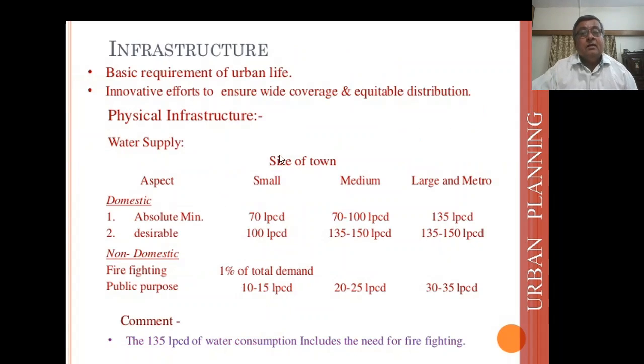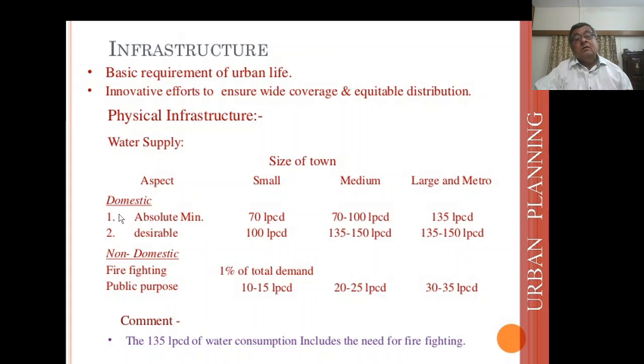Now let's start with infrastructure. Now it is a basic requirement of urban life. Innovative efforts to ensure wide coverage and equitable distribution. Now in physical infrastructure, water supply. Let's see the various aspects of water supply, that is domestic, non-domestic, and according to the size of town.